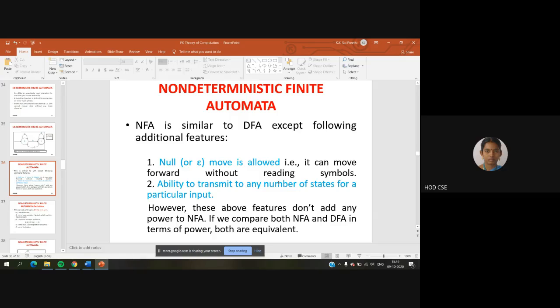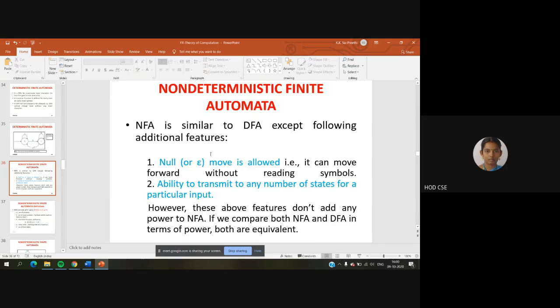Even though we are giving some relaxation to NFA, the NFA does not have more power than DFA. Both are of equal power. And one more thing, the DFA can be practically implemented. NFA won't be practically implemented because of this relaxation. If you put this relaxation into the machine, then the machine can get confused. As a human, we can differentiate by reading the input symbol what path we follow, but the machine gets confused. So the non-deterministic finite automata cannot be implemented.